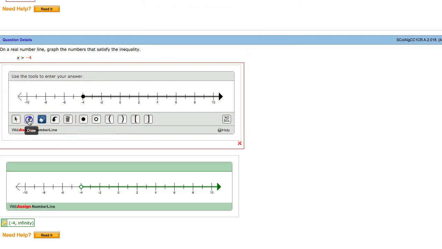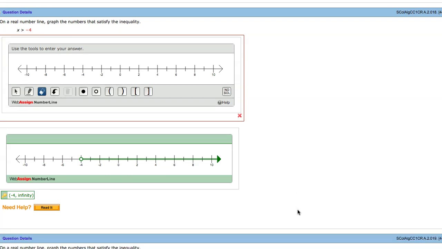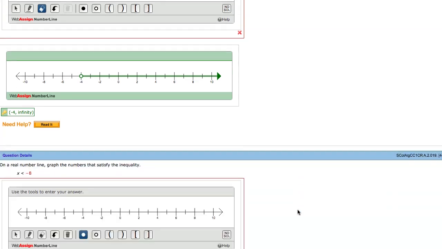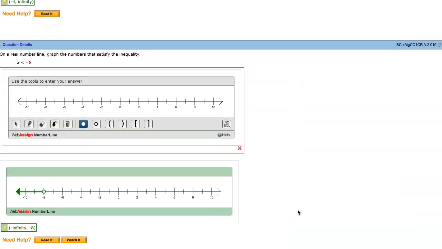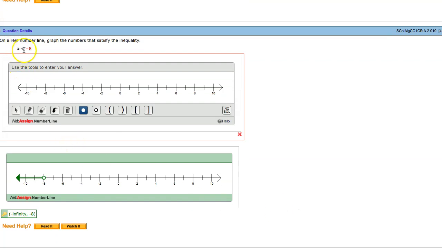So I need to get rid of that. I can't do that this time because we don't have the equal to part. So yeah, I need to erase that. But anyway, it's the empty circle here, okay? Anyhow, so x less than -8. Now less than, you go to the left.